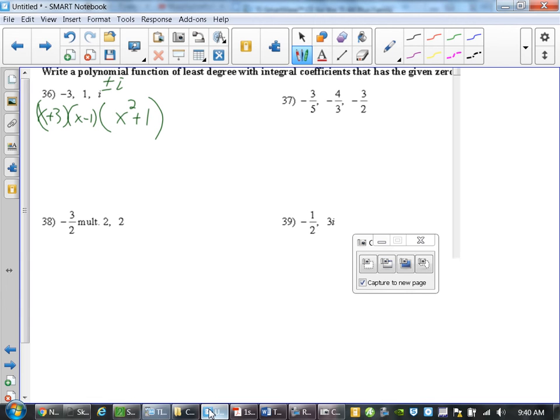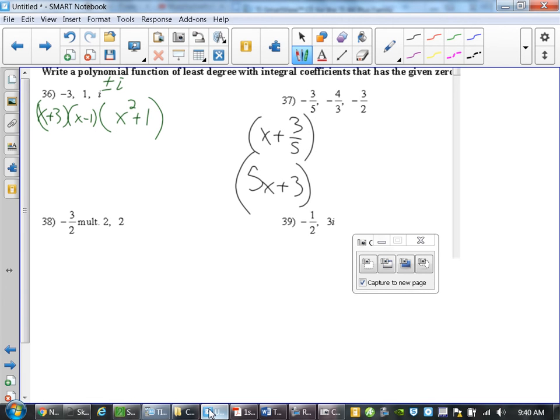Now, when we got to these things here with the fractions, remember, there's two different scenarios you could come across. If it was negative 3/5 as your 0, that means your term could have been x plus 3/5, or your term could have been 5x plus 3.